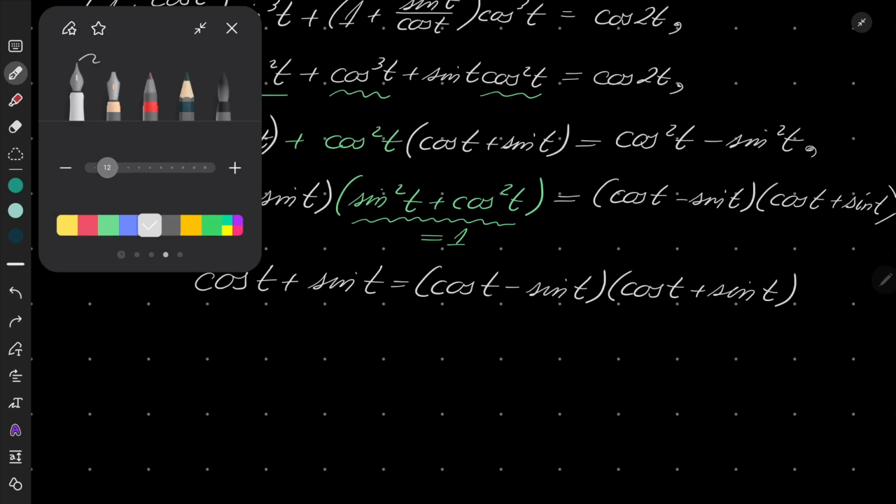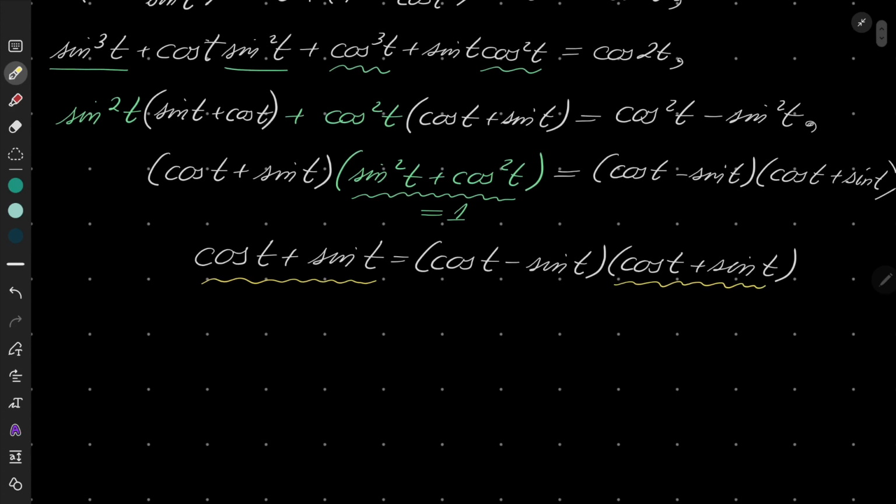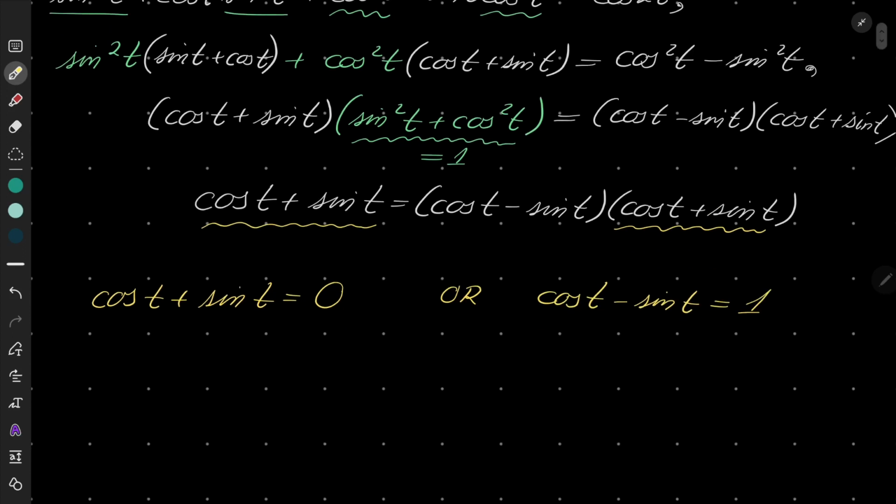And let's notice something. Here we have cosine plus sine, and here we have cosine plus sine as well. So this equation will be satisfied if this sum equals 0. Or if it's not 0, then after division, we have 1 on the left-hand side, and on the right-hand side we have cosine minus sine. So the second possibility is that cosine minus sine equals 1. So now we have two simpler equations to be solved.